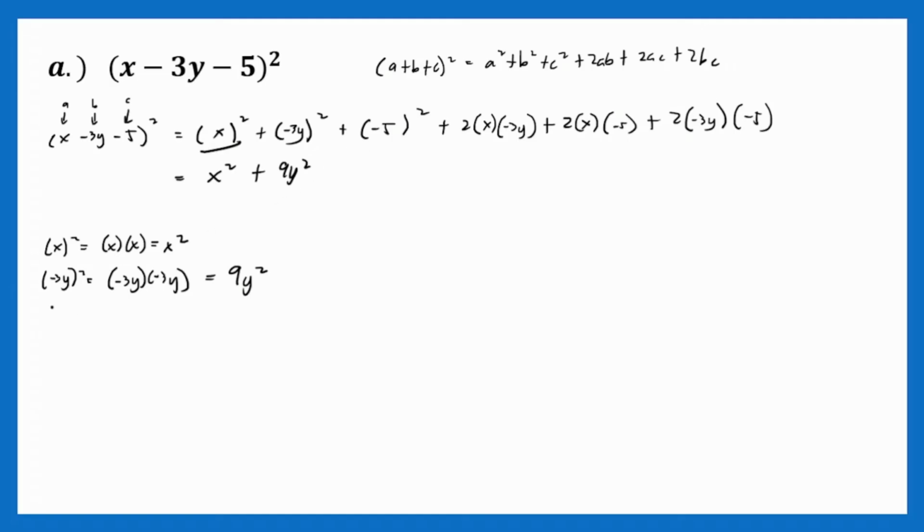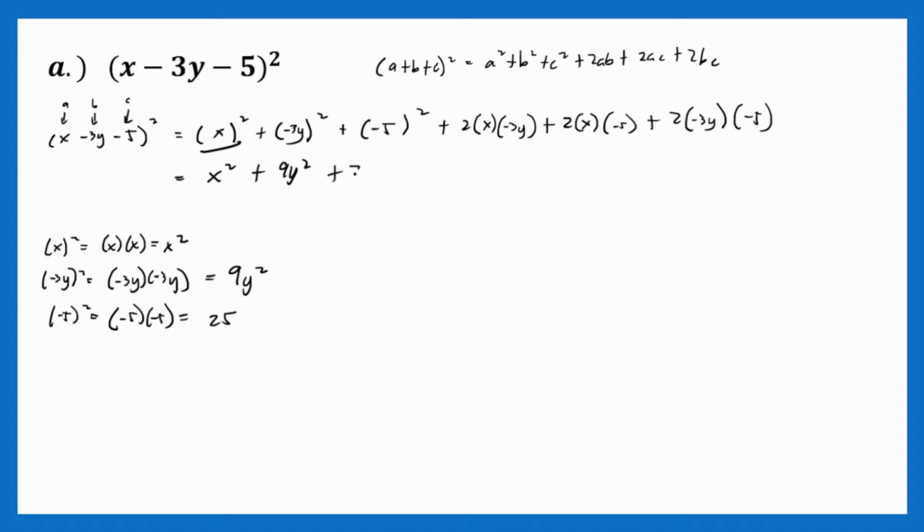Next, negative 5 squared. So, you have to multiply negative 5 ng dalawang beses. Negative 5 times negative 5. So, when you multiply same sign, the answer is positive. So, we have 25.